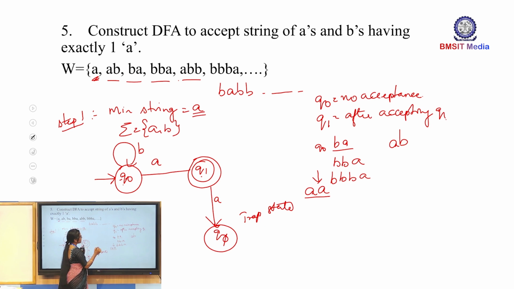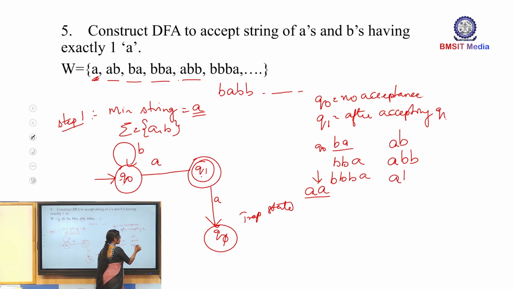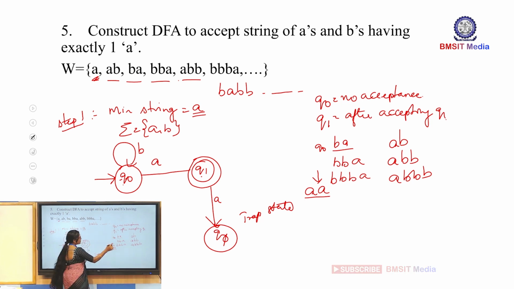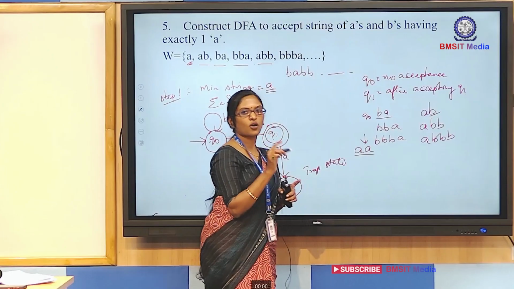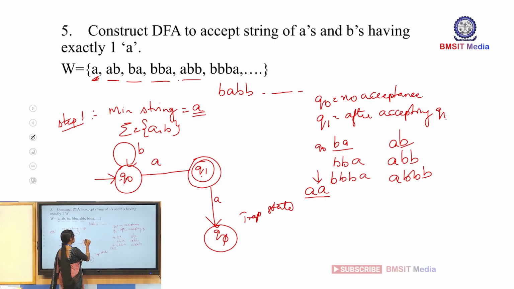AB should be accepted because that is valid. Similarly, A followed by 2 B's should be accepted. This is also valid. A followed by 3 B's should also be accepted. So wherever you have one or more occurrences of B's, it's always a better option to go for a loop. So I can go for a loop here. Now you can see the condition here. This would satisfy almost all the conditions.